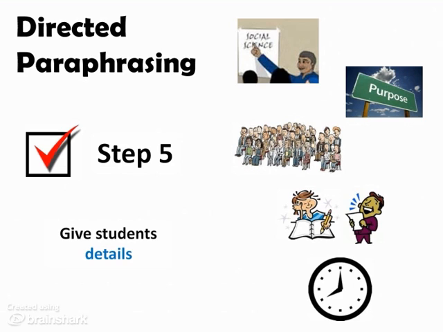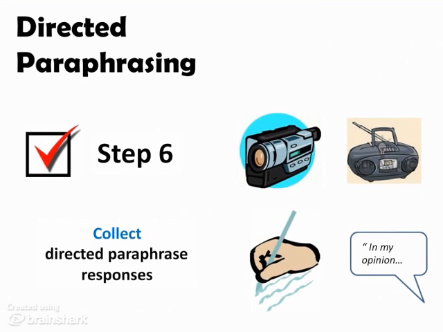Make sure you provide the topic, the purpose, the audience or audiences, the guidelines on number of words, sentences, or time to speak, and finally, the amount of time students have to respond. This next step is where you collect the directed paraphrases. These can be videotaped, audio recorded, written, or verbally expressed in the classroom. If you are not video or audio recording, note that students should write out their directed paraphrases, even though in reality these are usually verbal.